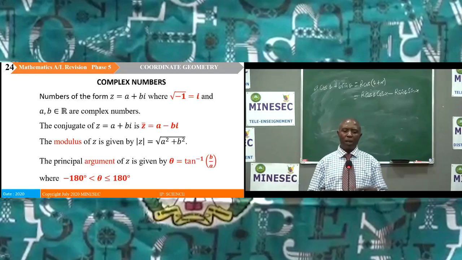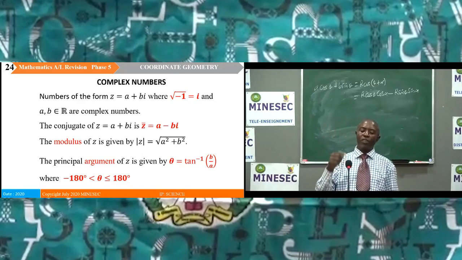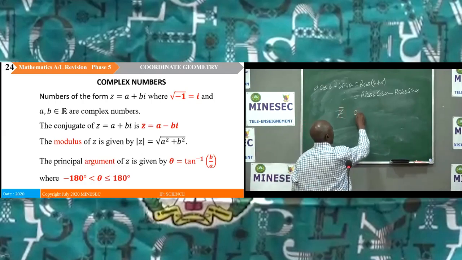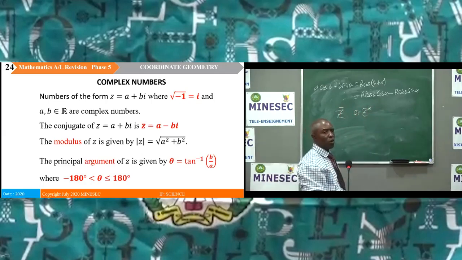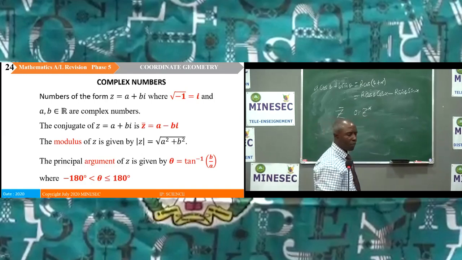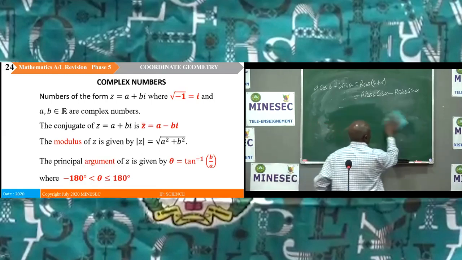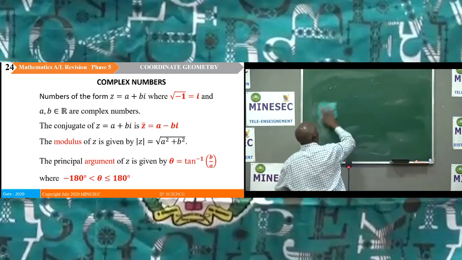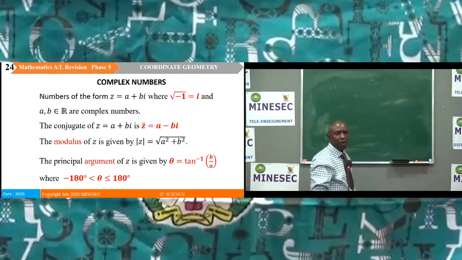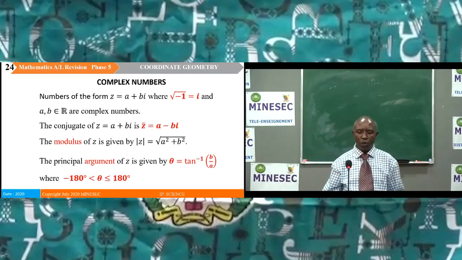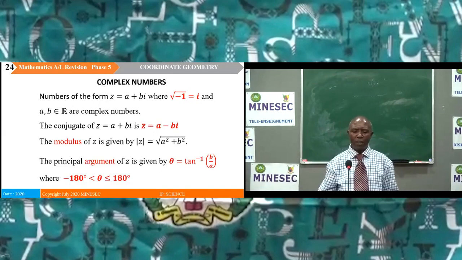The conjugate of z, denoted z bar, is written z bar, or you have it as z with a star on it, which is equally the complex conjugate of a given complex number. And the modulus is simply the square root of a squared plus b squared. That is the real part squared plus the imaginary part squared.